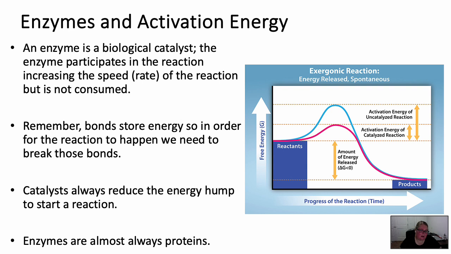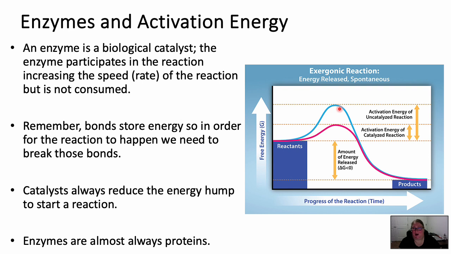So how can we make our reactions go faster? How can we lower this hump? How can we lower this activation energy? In organisms, in biochemistry, we use what is called a catalyst. Catalysts are things that speed up our reaction, but they are never part of the reaction, which means they're never consumed. The amount of catalyst you put into a reaction, the same amount is going to come out, and it's not going to be changed or consumed.